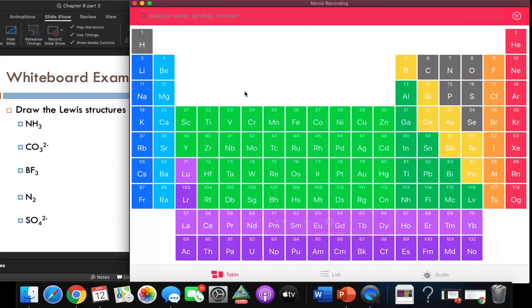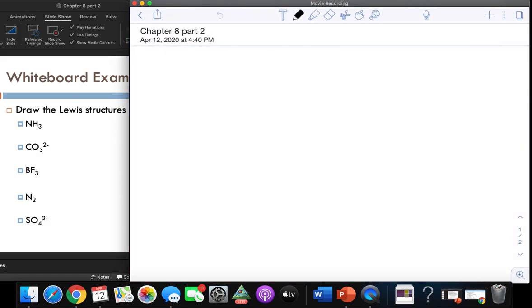So the first one I want to draw is going to be for ammonia. Nitrogen being right here in the periodic table, counting across 1, 2, 3, 4, 5 valence electrons. Each hydrogen has 1. So if I want to draw the Lewis structure for NH3, we're going to have a total of 8 valence electrons. And for a skeletal structure, if nitrogen's first, nitrogen's the central atom.